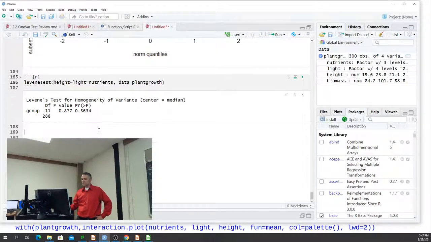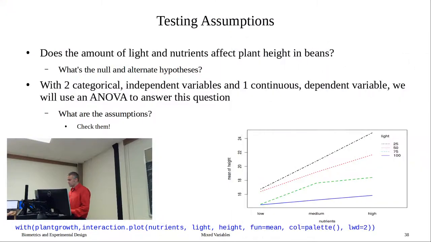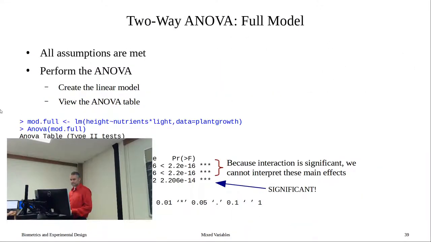Then I did Brown-Forsythe. We get a p-value of 0.5634. Equal variance, homoscedasticity. It's good. All right. So, just checked them. Now we perform our ANOVA. Remember, create our linear model first, look at the ANOVA table, and you should get something like this.